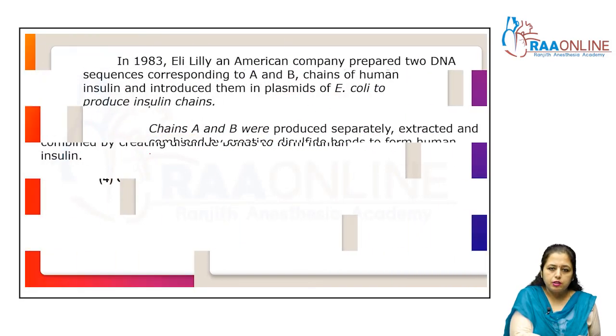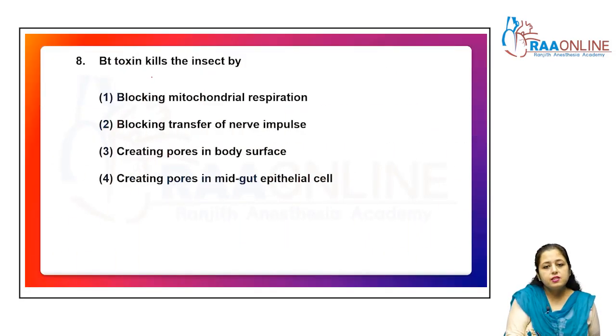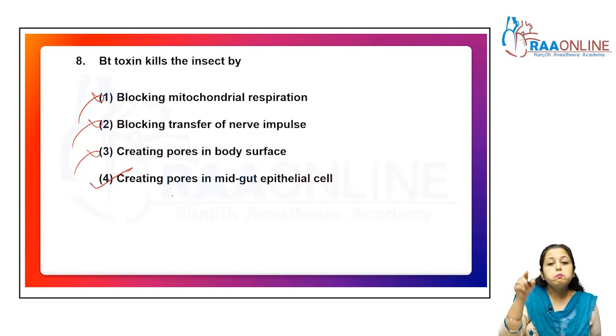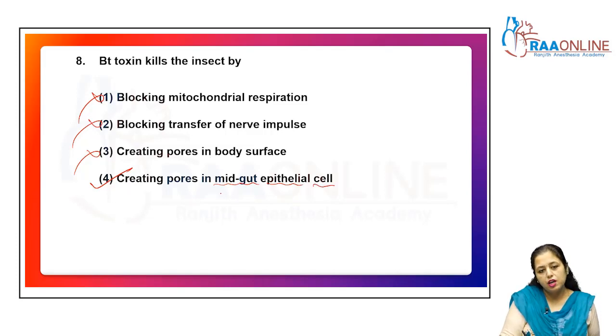Come to the next question. Bt toxin kills the insects by, we already studied, creating pores in the midgut wall. Blocking mitochondrial respiration, no. Blocking transfer of nerve impulses, no. Creating pores in the body surfaces, yes, but at what surface? Creating pores in midgut epithelial cells, not the outer body surface. So it creates pores in midgut epithelial cells. We already discussed this in the previous question, so the answer is 4.